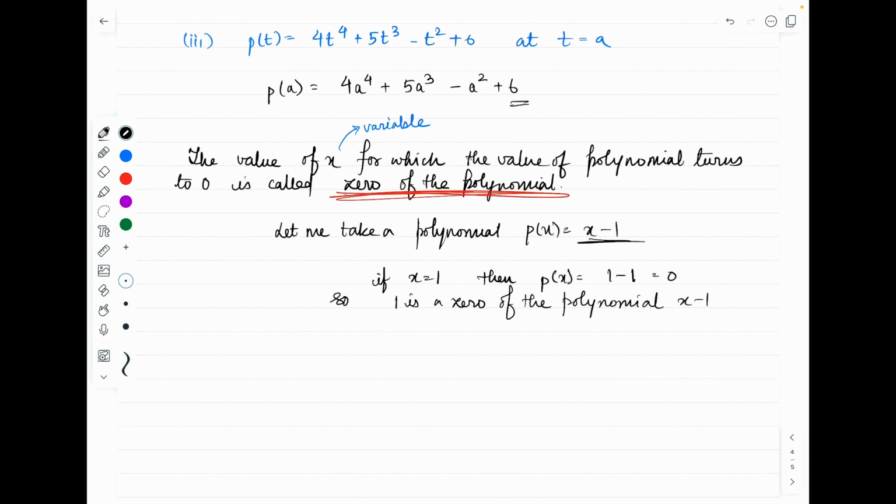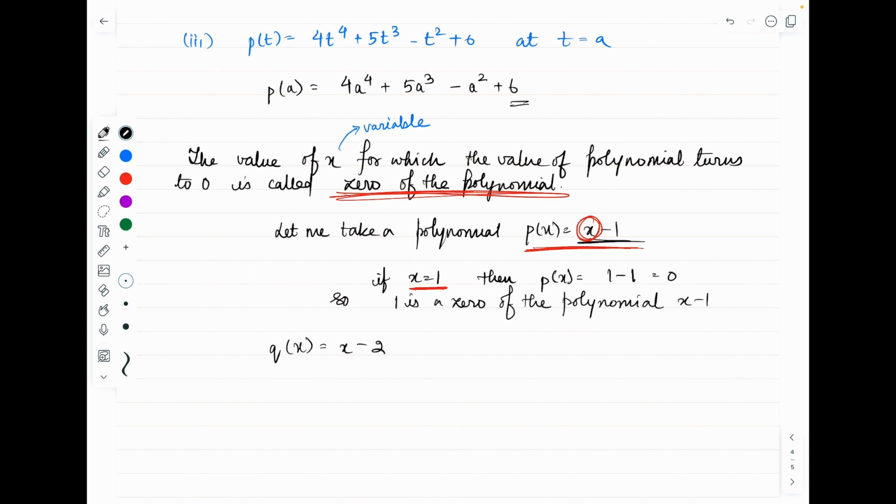We have to find a certain value of the variable, that is x here, so that the whole polynomial value will become 0. That is, the p of x value will become 0. For a certain value of x, the polynomial value will become 0. So we have to find that certain value of x. That value of x will be called the zero of the polynomial. Understood? Similarly, if I take q of x equals x minus 2.